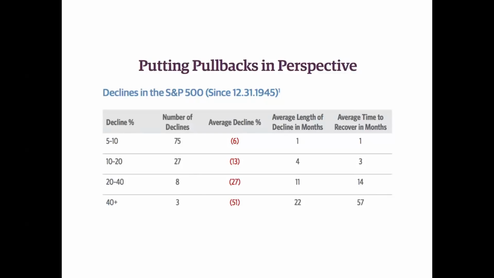They average 6%, typically last a month, and within a month you recover to new highs. That's what's known as buy the dips. Once you close below a 10% drop on the S&P 500 index, we call that a correction. There have now been 29 of them since 1945. They average 13%. They last 4 months, and then in another 3 months you recover to new highs.